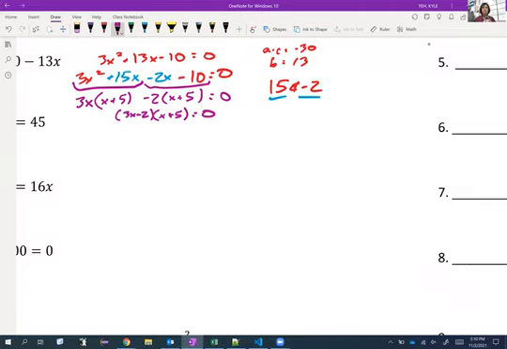Now, if this problem had simply asked me to factor, I would be done. It's in factored form. But this was an equation. I want to know what would make it equal to 0. So I need to say what x value would make 3x minus 2 equal 0? Well, 3x would have to be 2 then, which means x equals 2/3. And what about x plus 5? X would have to be negative 5.